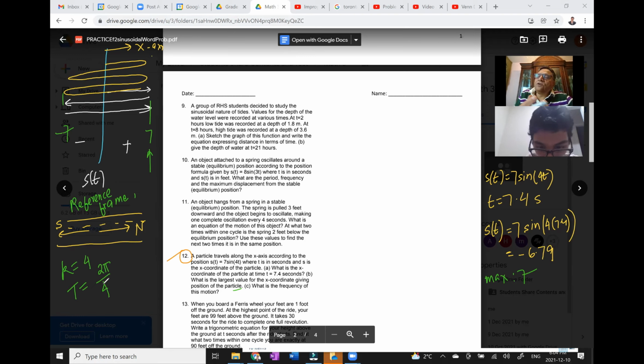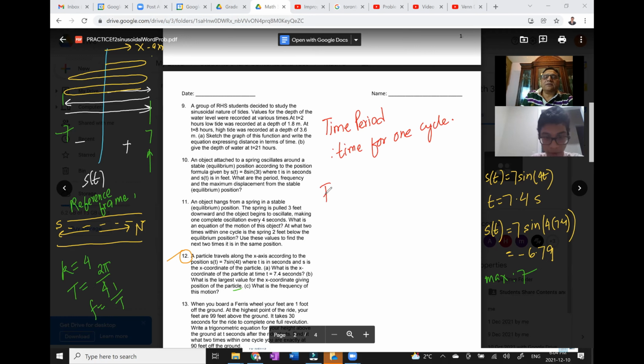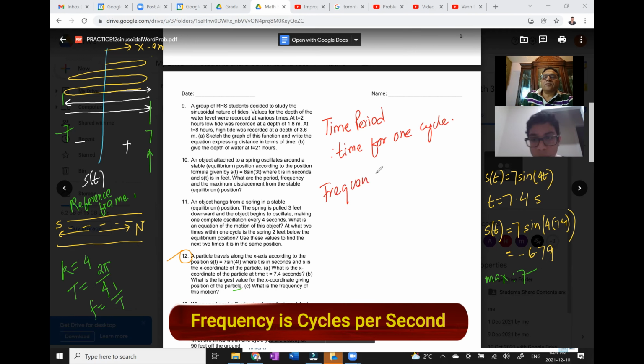Frequency is 1 over time period. So frequency is 1 over T, the reciprocal of time. Let's try to understand the two terms. When we say T, the time period, let's understand: time period is the time taken for one revolution, one cycle, right? And frequency is the number of cycles.